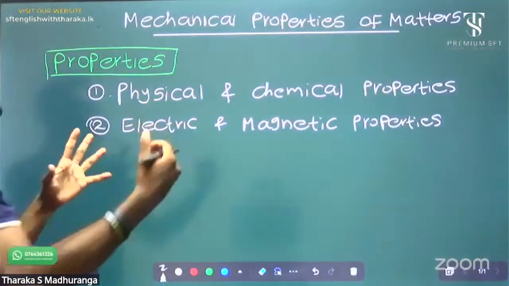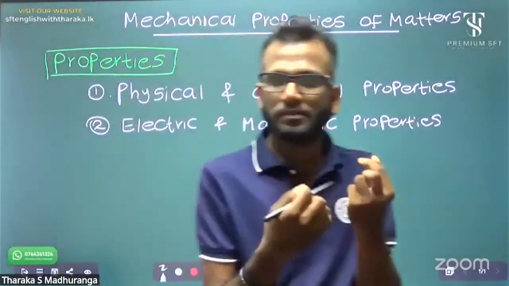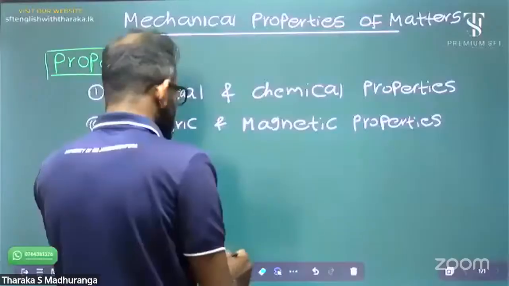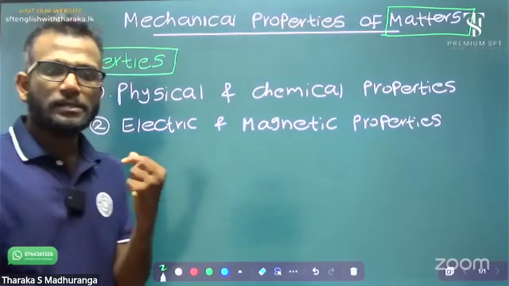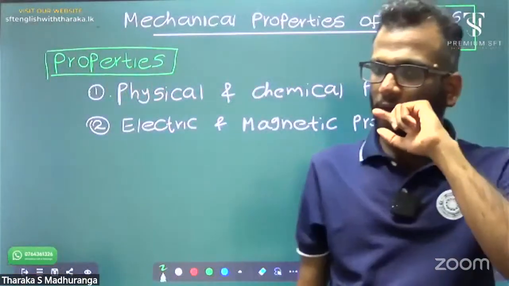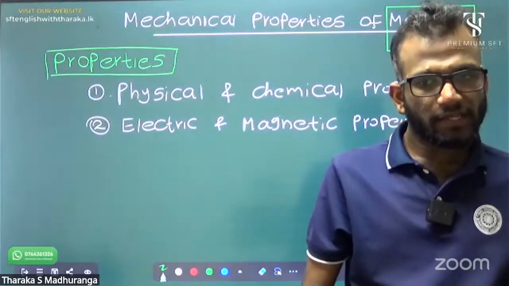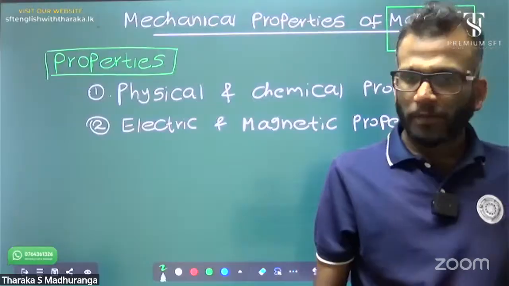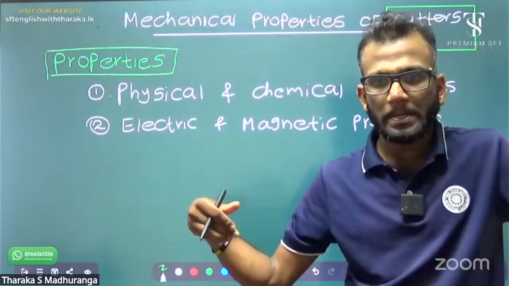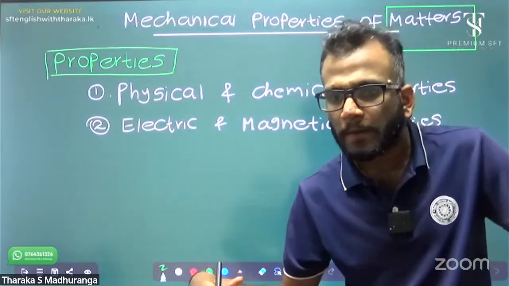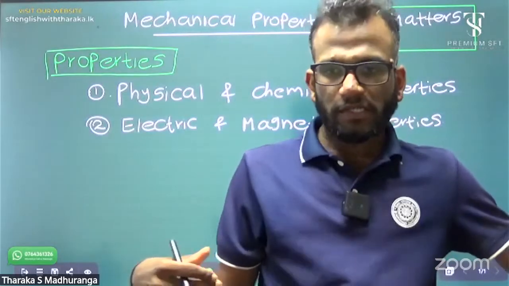There are different types of properties in matters. What's the meaning of matters? Do you know what the meaning of matter is? Now you have an idea about properties, different property types. A matter has a mass, very good.